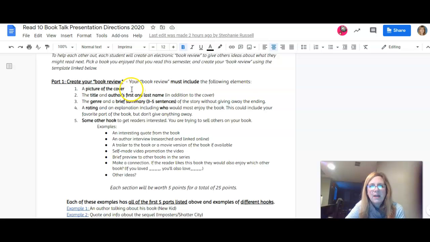It must include the following: a picture of the cover, which you can get offline, the title and author's first and last name, in addition to the cover. Sometimes they're hard to read, so I want it to be, if it's on the cover, twice. The genre and a brief summary. Remember, a genre is humor, mystery, fantasy, graphic novels, what category the book would fit in, sometimes more than one. And the brief summary, the story without giving away all the ending, and a rating and an explanation including who would most likely enjoy the book. This could include your favorite part of the book, but don't give all the things away, don't ruin it. And then lastly, some other hook to get readers interested. You're trying to sell your book to other people.